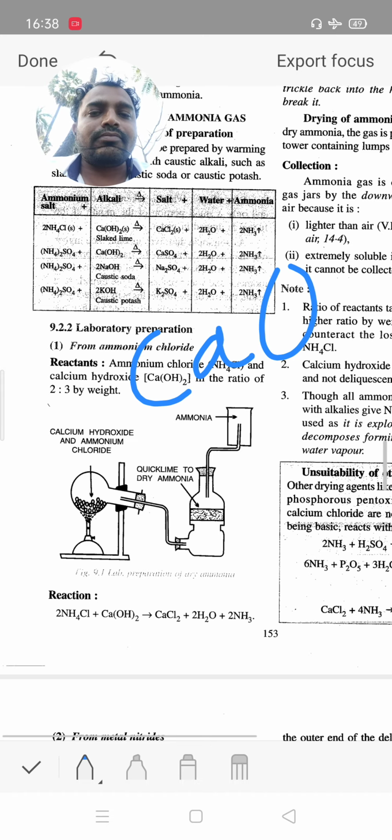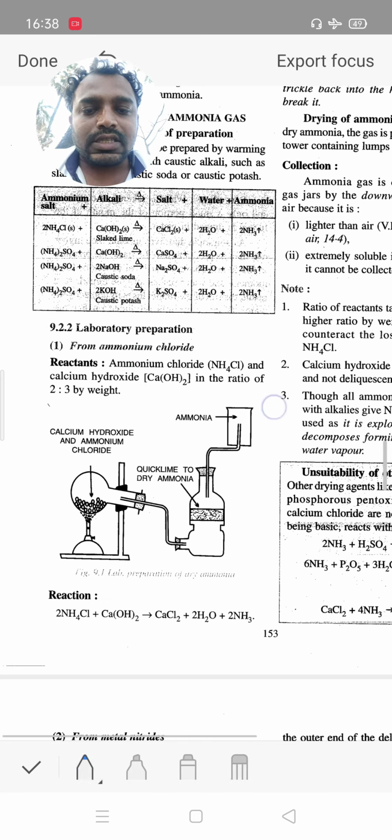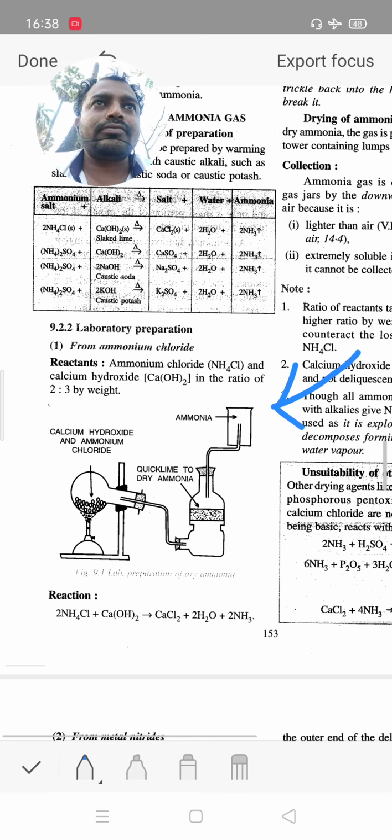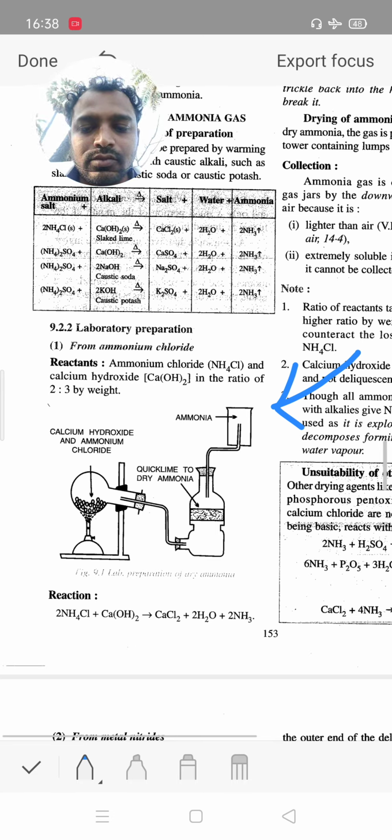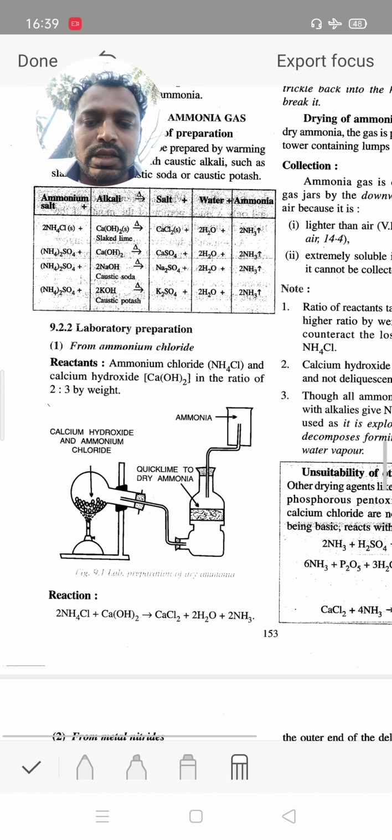Calcium oxide means quicklime, used for drying of ammonia, and this goes into the glass jar by downward displacement in the jar, because ammonia is lighter than air. So we collect it this way. This is the method of preparation of ammonia in the laboratory. Ammonia is lighter than air, so it is collected by downward displacement in the jar.